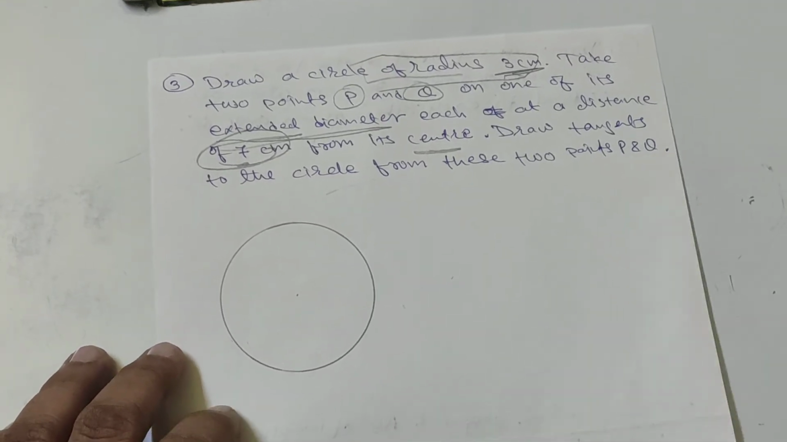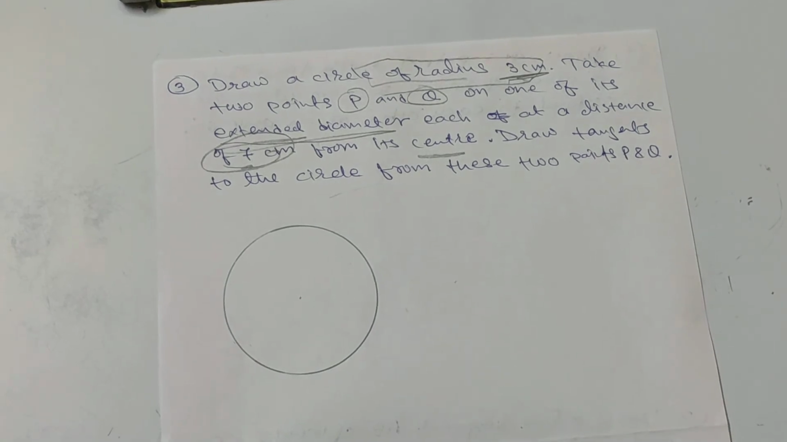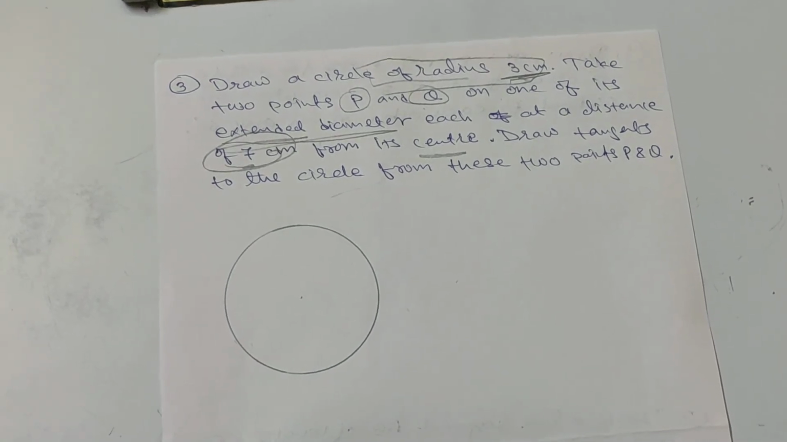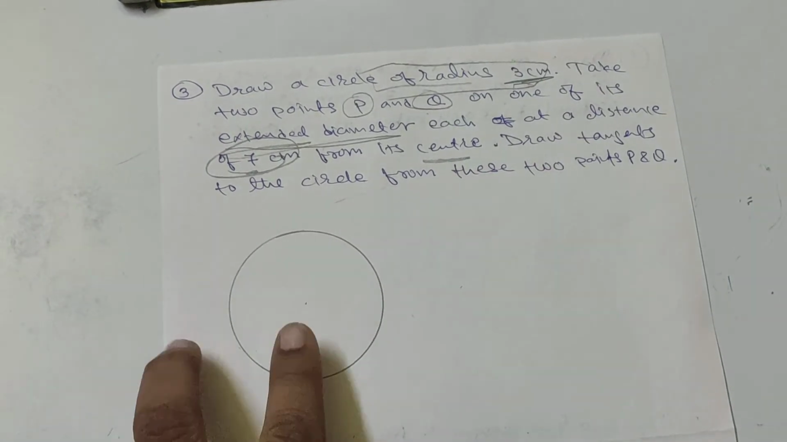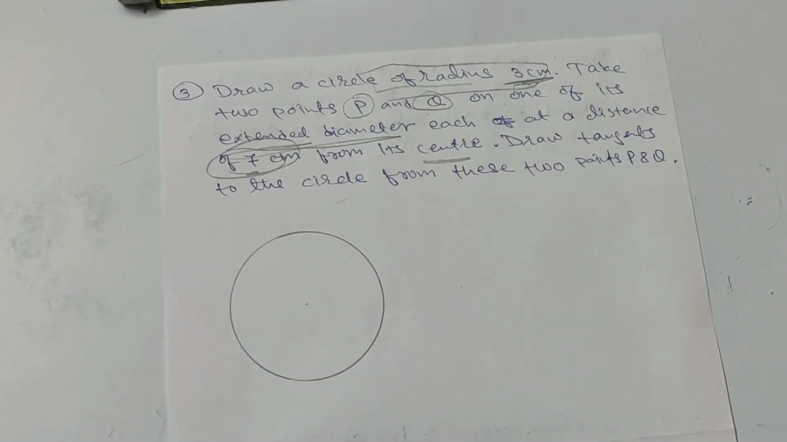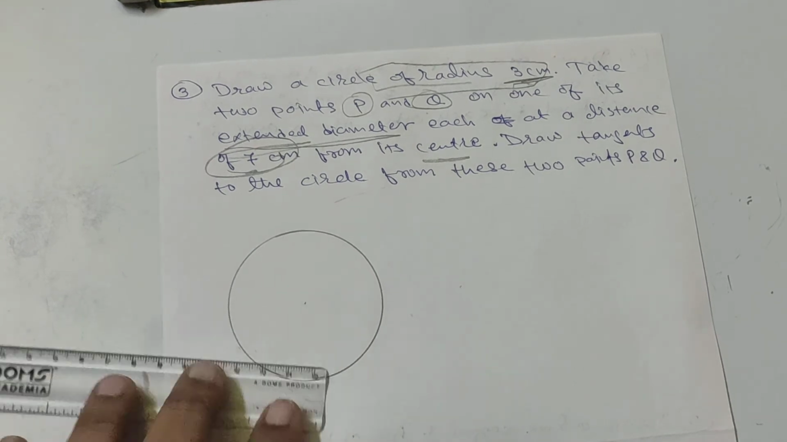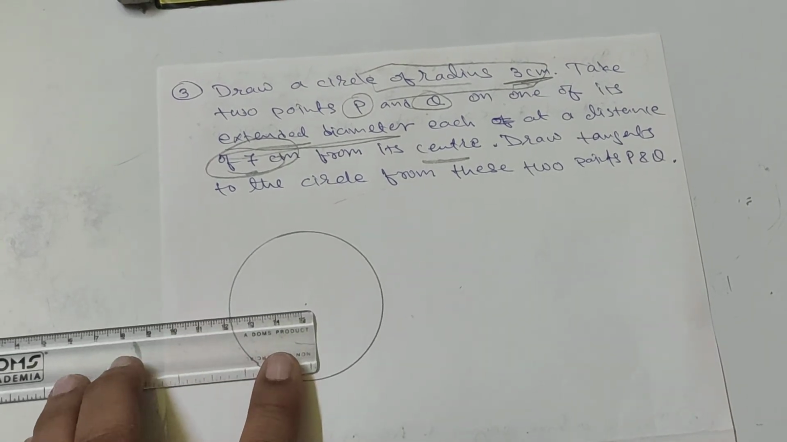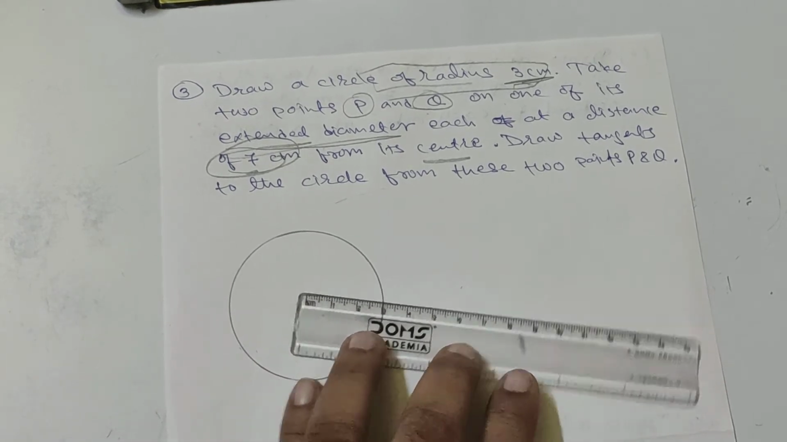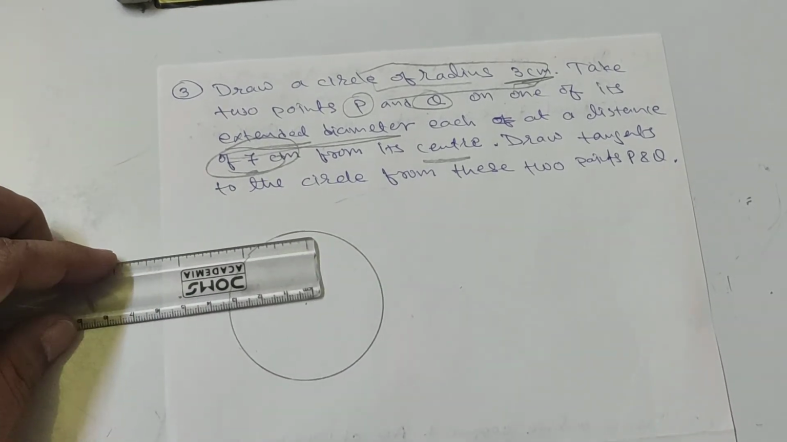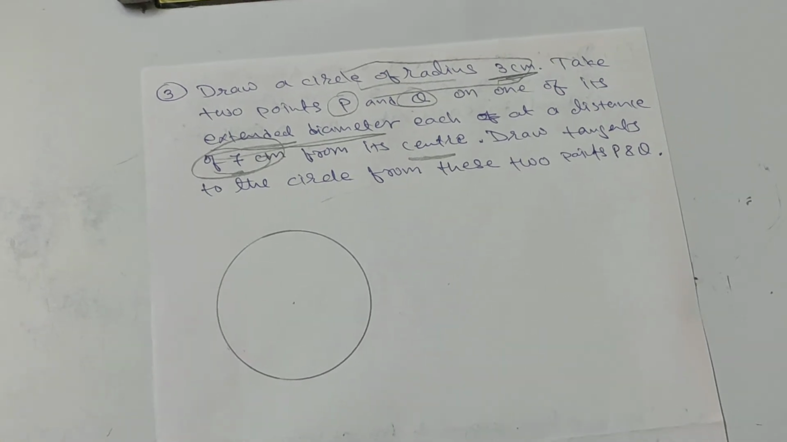This is my circle with radius 4 centimeter. ठीक है. Now I have to take 2 points P and Q on either side of this having 7 centimeter distance. So I have to take 7 centimeter. Oh my god, I made a mistake. 7 centimeter on left hand side and 7 centimeter on right hand side. So I won't be able to do it. I'll have to take another.